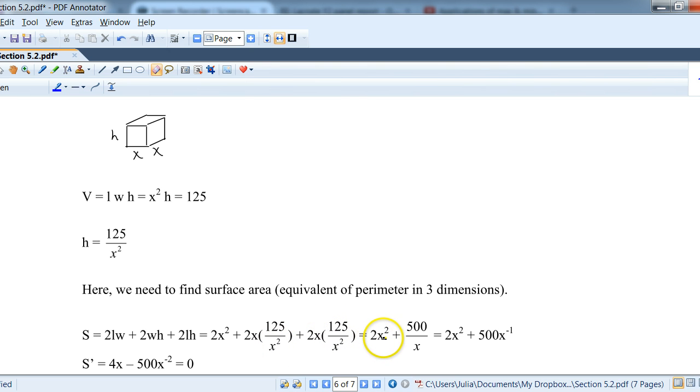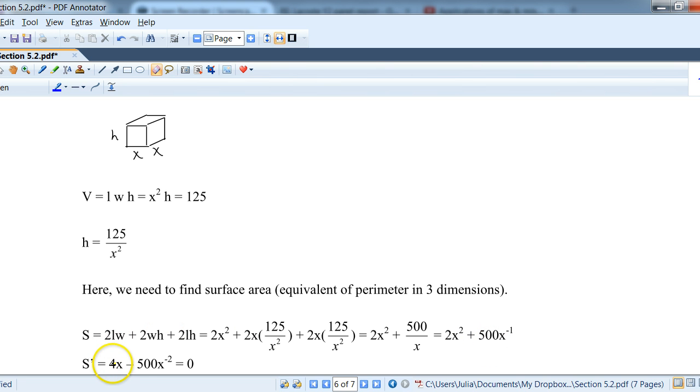And if we simplify, we'll get 2x squared, but then I think I simplified it, you get 250 over x plus another 250 over x, so we can combine them into 500 over x. And basically, we get this equation, 2x squared plus 500x to the negative 1 power. And that's our equation, the surface area. So it took us some work to get here, but now we're here.